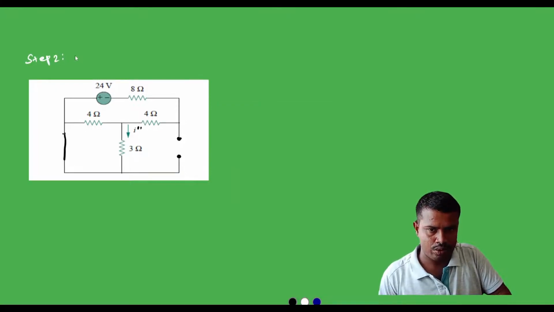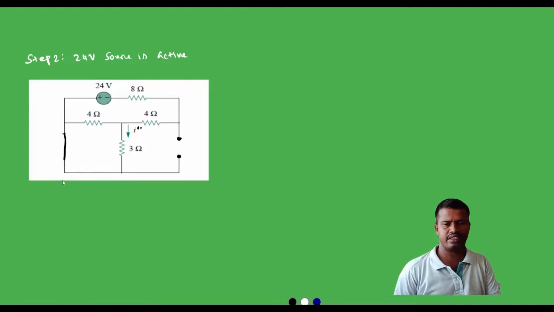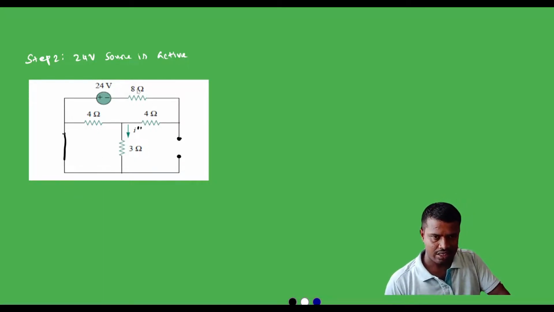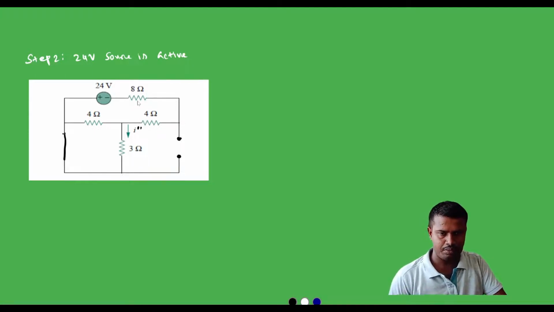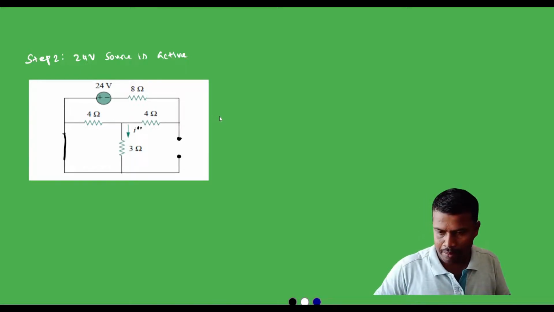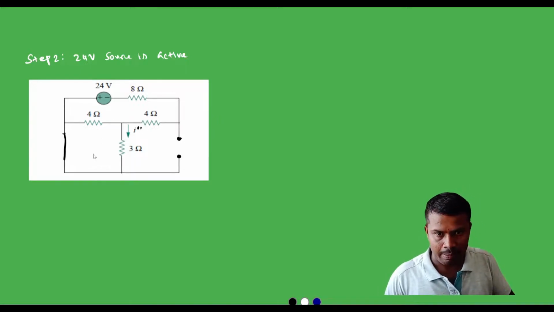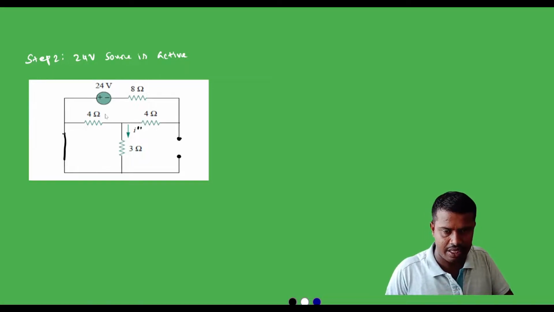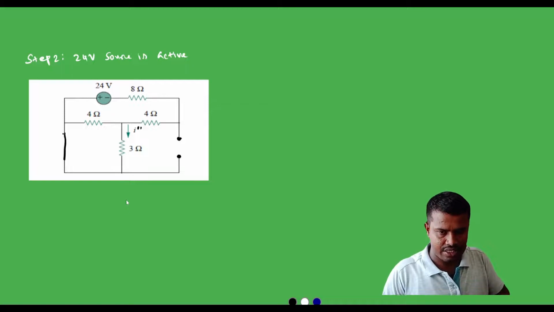Step 2, 24 volt source is active. We can write, now when we see in this circuit, still this 8 ohm and 4 ohm are in series, and we can further simplify this by using the mesh analysis. So on mesh analysis, we can form the two equations.